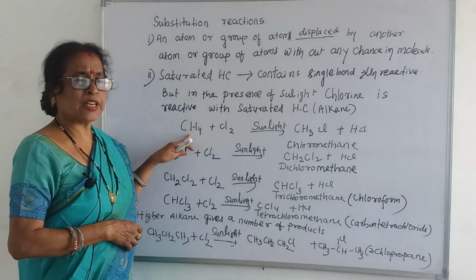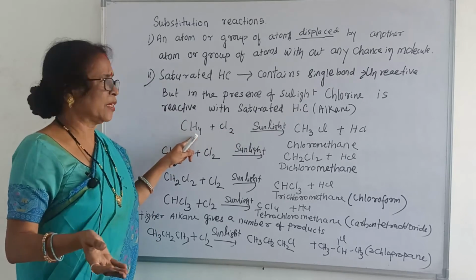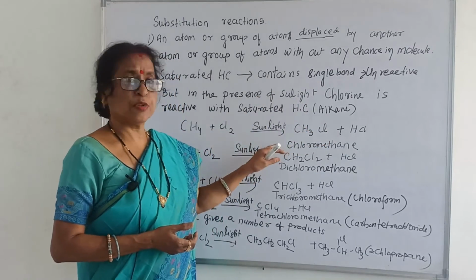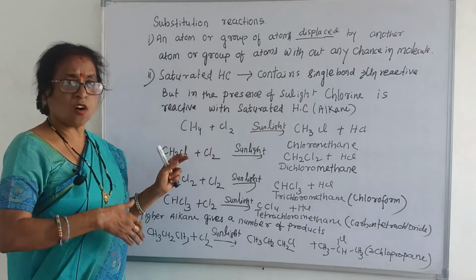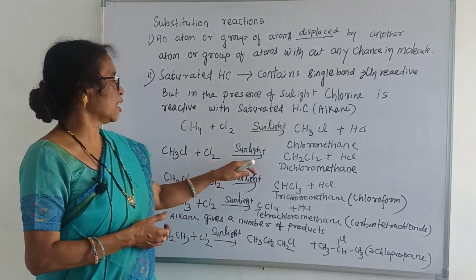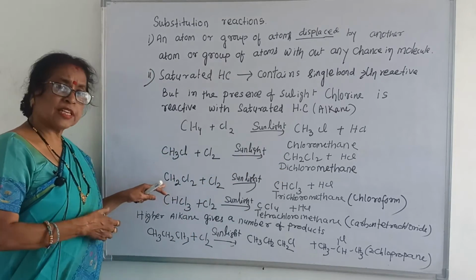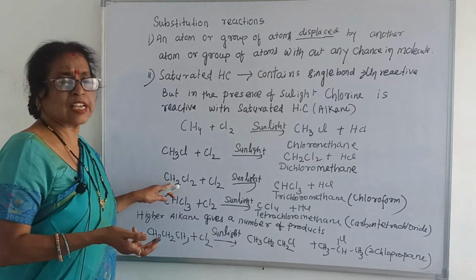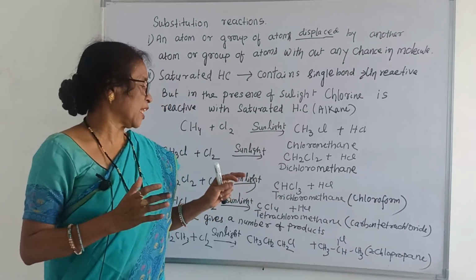See here, this is a very, very important reaction. Methane plus chlorine in sunlight. One hydrogen will be displaced, giving CH3Cl plus HCl. CH3Cl is called, in IUPAC name, chloromethane. Similarly, CH3Cl with chlorine, another hydrogen is displaced by chlorine, giving CH2Cl2 plus HCl. This is called dichloromethane. In dichloromethane, how many hydrogens? Two hydrogens are there, two chlorines are there. So here one more hydrogen can be displaced by chlorine, giving CHCl3, that is trichloromethane.